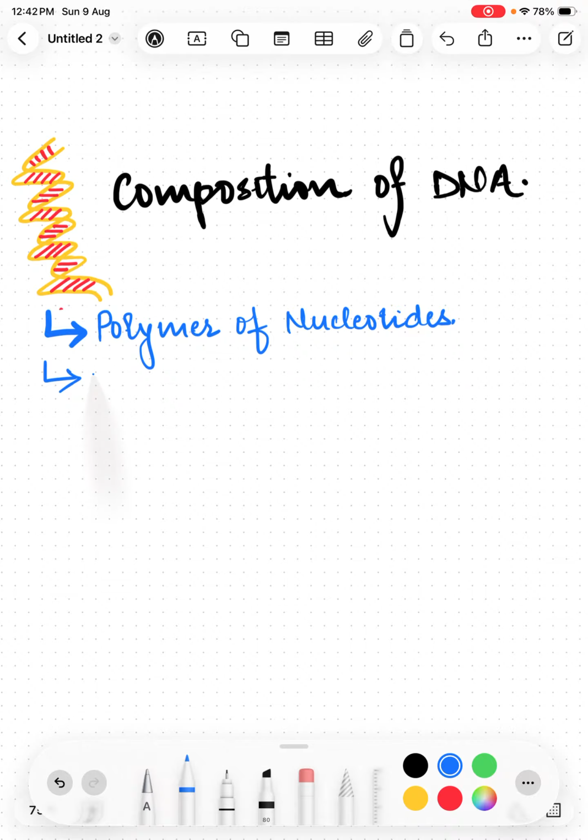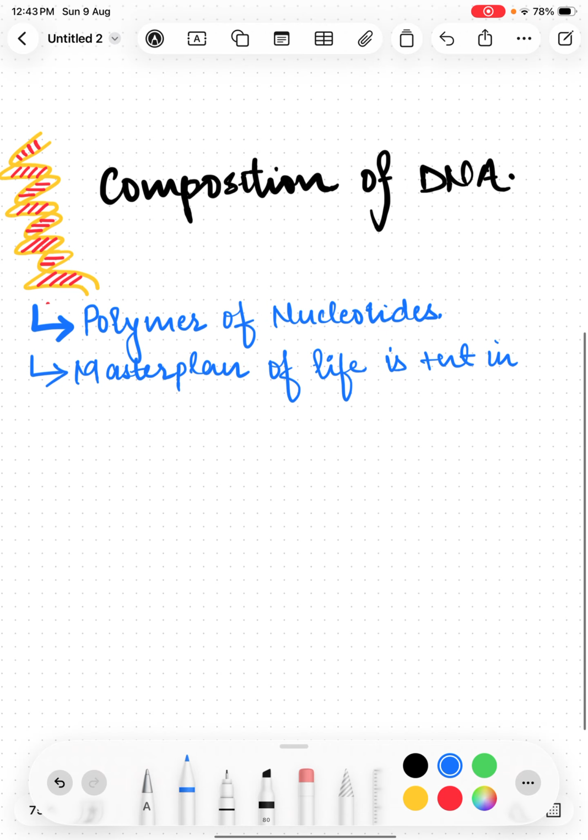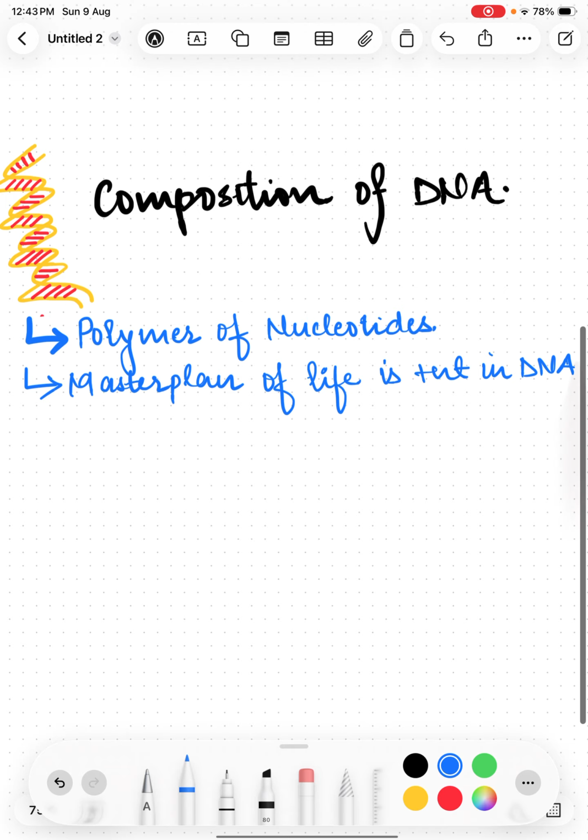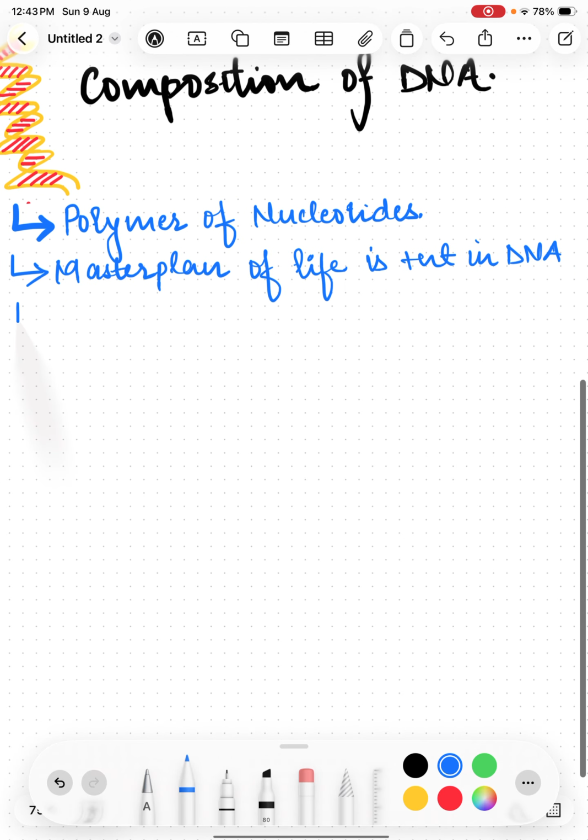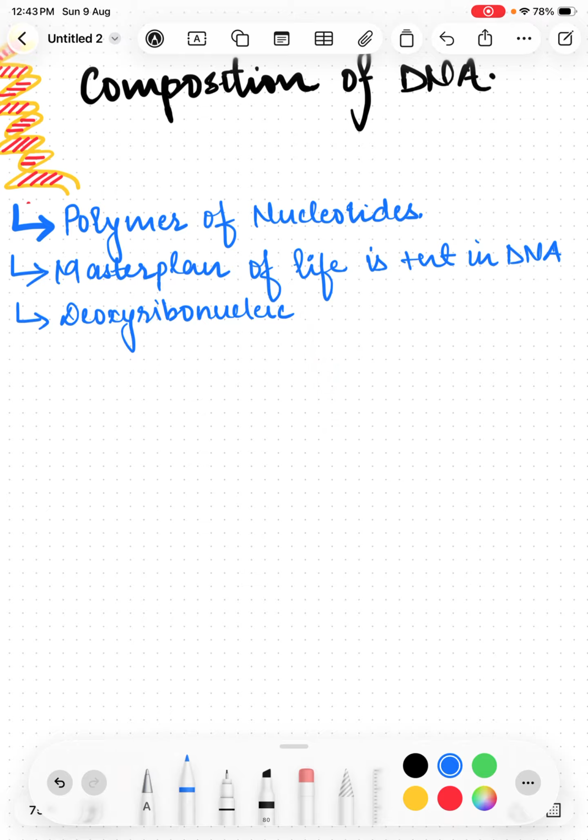It is said that master plan of life is present in DNA. The full form of DNA is deoxyribonucleic acid.